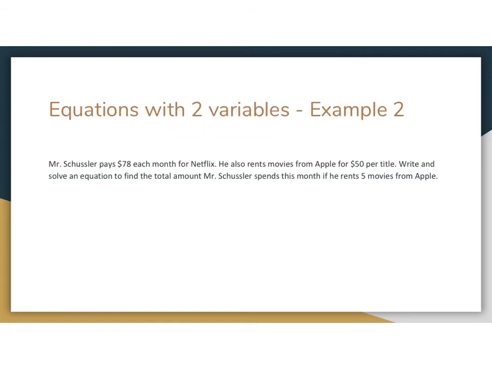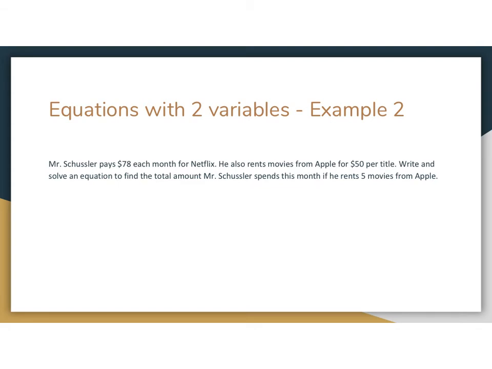Moving on, let's try to solve an equation with 2 variables. So this example, we have Mr. Schuessler pays $78 Hong Kong each month for Netflix. He also rents movies from Apple for $50 per title. Write and solve an equation to find the total amount Mr. Schuessler spends this month if he rents 5 movies from Apple. So go ahead and try this in your notes.